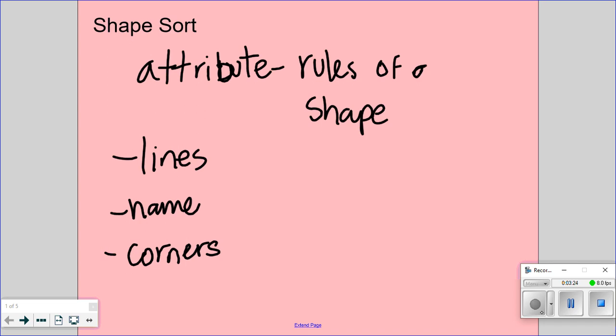Okay. Michael? The number of corners. The number of corners. Anyone else count number of corners? Nope, not right yet. Mason, what did you sort by?